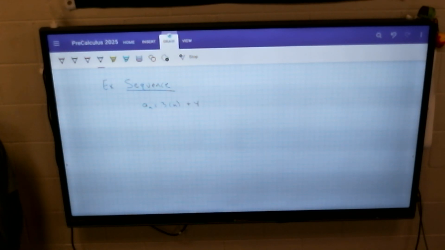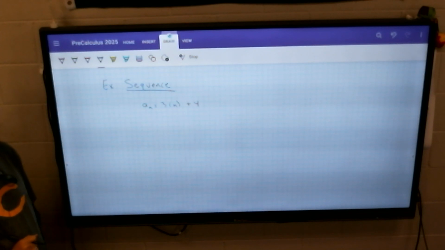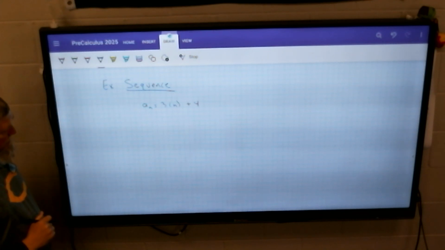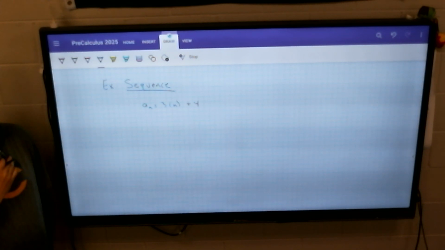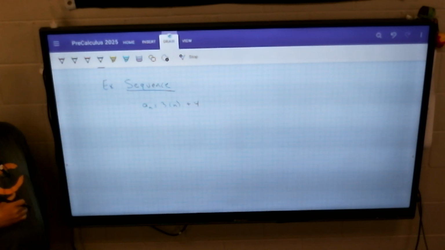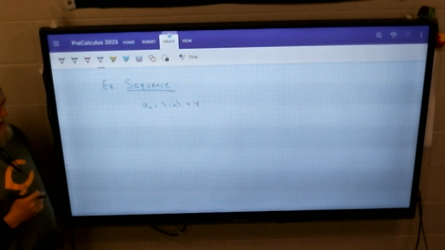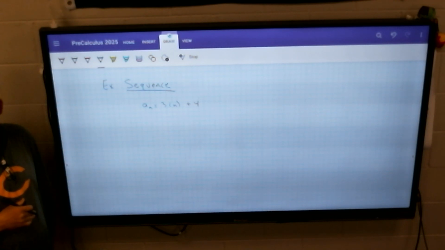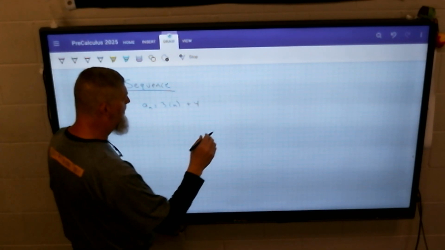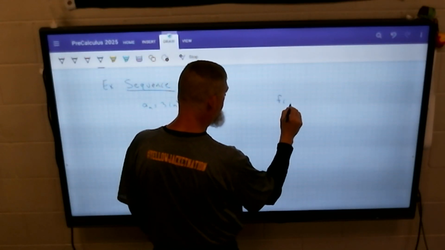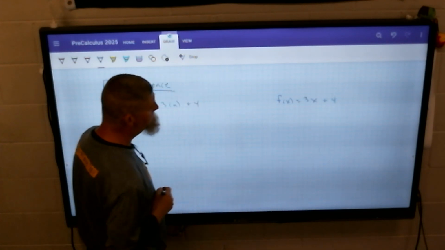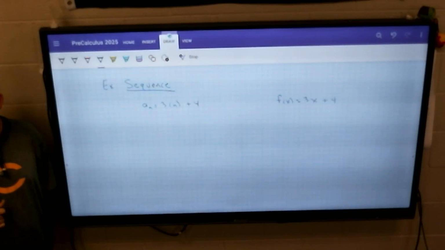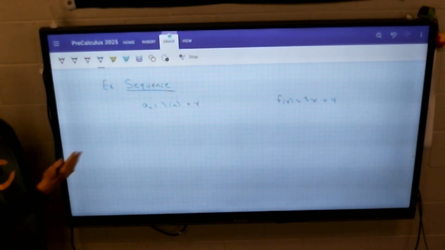Right. What does it kind of look like? Looks like a variable. If I changed a sub n and n to something different, if you change it to x, wouldn't it look a lot like f of x equals 3x plus 4? So it would be a linear equation. That's a linear function. We've done that forever.